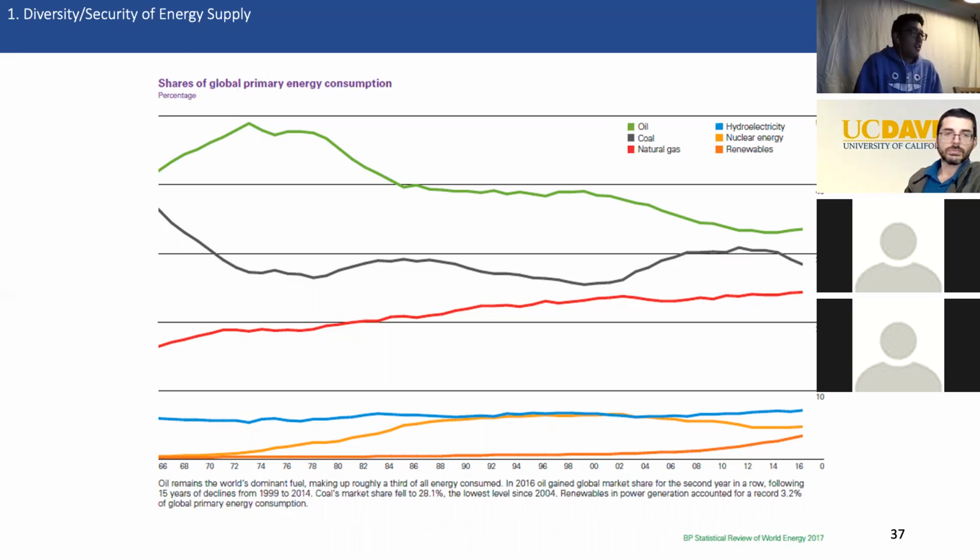So here are global primary energy consumption shares, more recently. Oil demand has gone down somewhat, coal demand as well, and natural gas has been increasing. I've shown a couple examples of these already, but I'm sure we'll all become pretty familiar with these trends as class goes on.